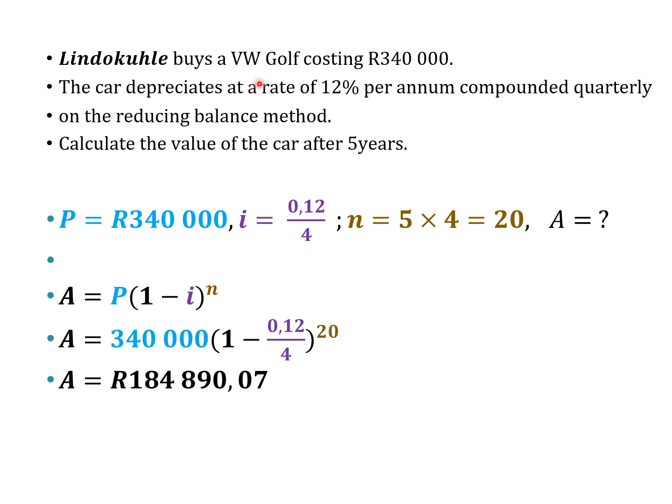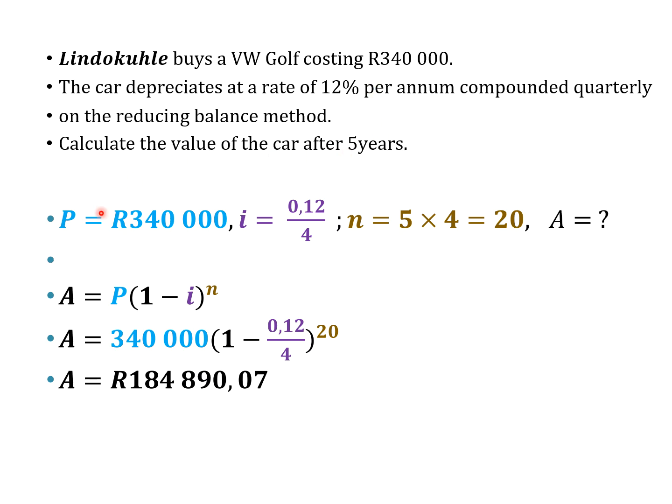So Linda Kutler buys a VW Golf costing 340,000. The car depreciates at the rate of 12% per annum, compounded quarterly on the reducing balance method. Calculate the value of the car after 5 years.